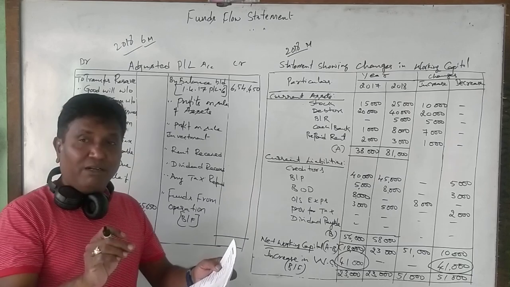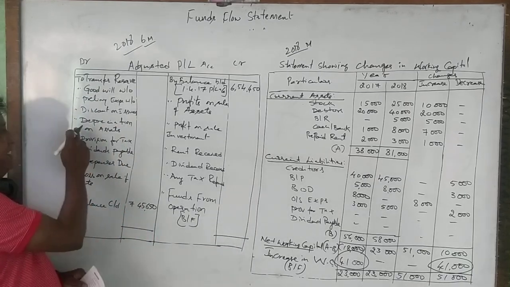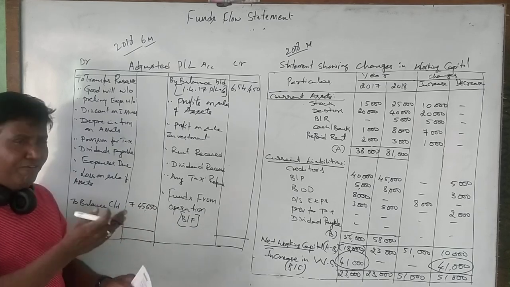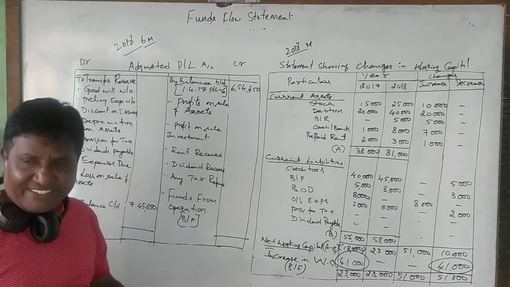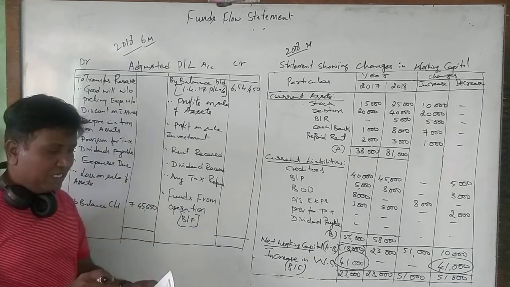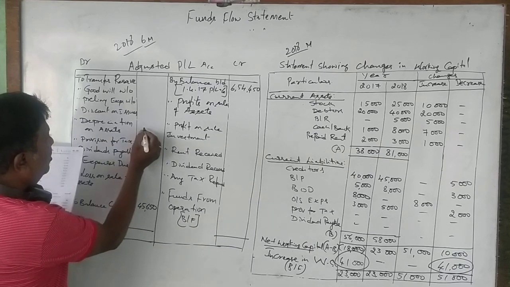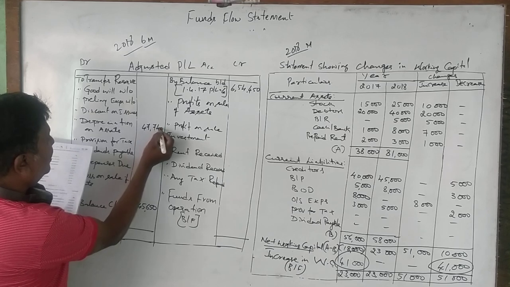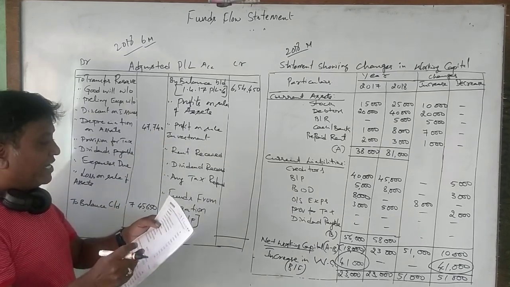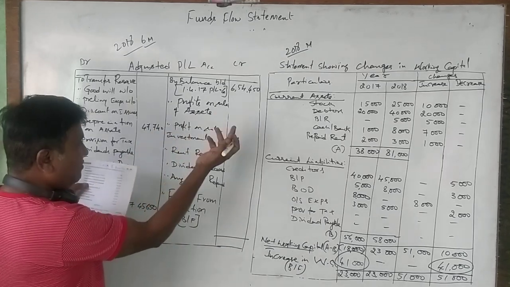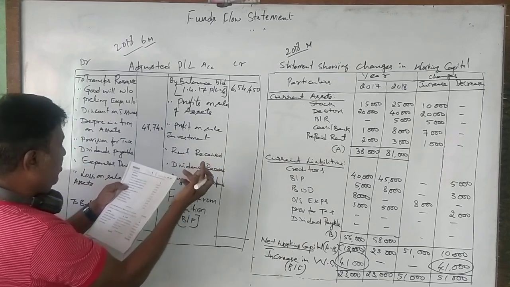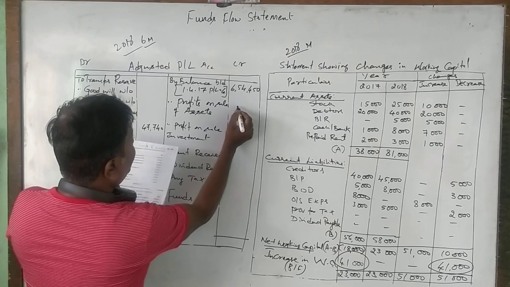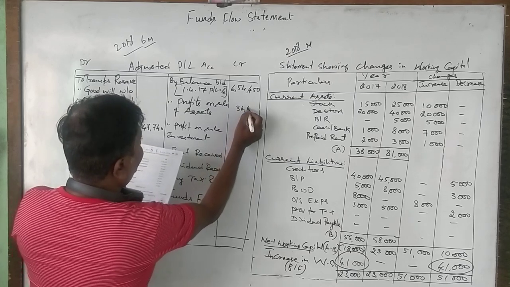Depreciation on plant and machinery. Where do you find depreciation? You can find depreciation here. Just write this pro forma and fill in the blanks, that's all, nothing else. Depreciation on plant and machinery here is 47,740. Profit on revaluation: profit on sale of asset or profit on revaluation, any profit will be taken here, 430.